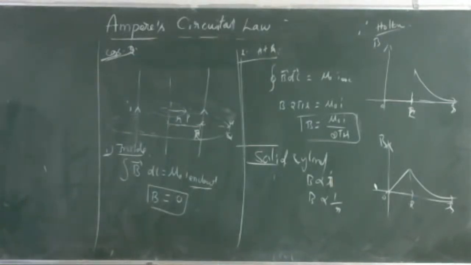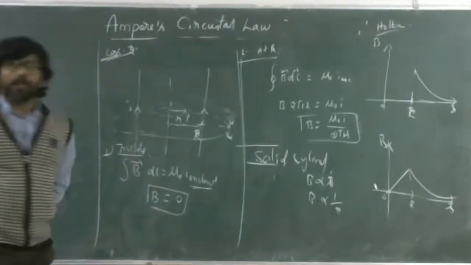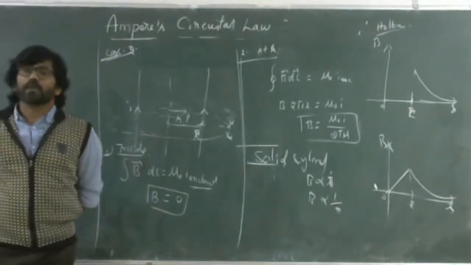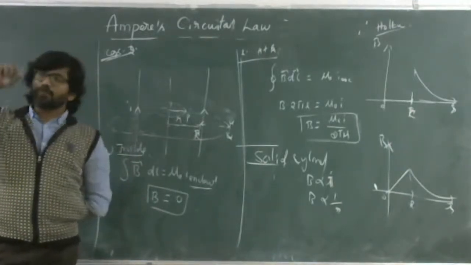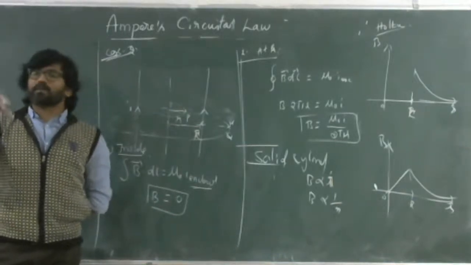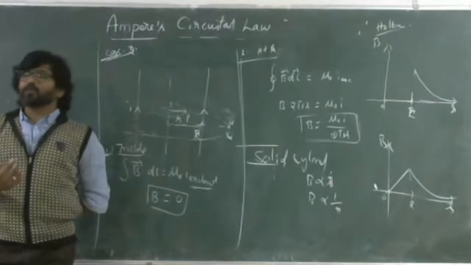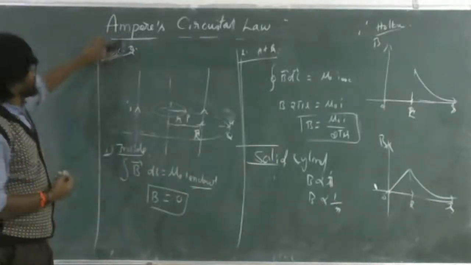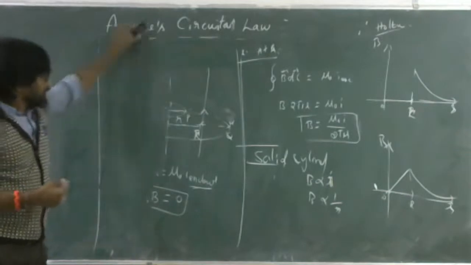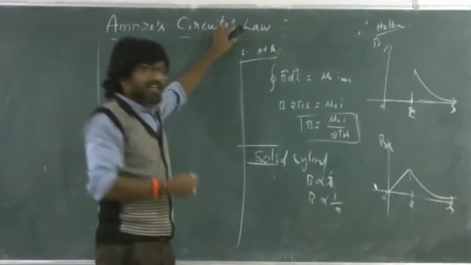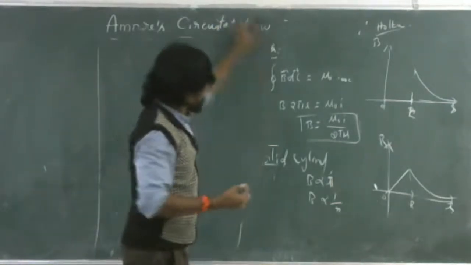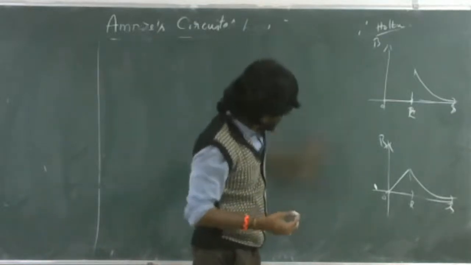Right. Now let us try to understand how to apply Ampere's law to a toroid. First of all, what is a toroid? Presuming that you remember the concept of a solenoid, let us get into the concept of a toroid. A toroid is nothing but a closed solenoid, you can call it. Or an endless solenoid is called a toroid.